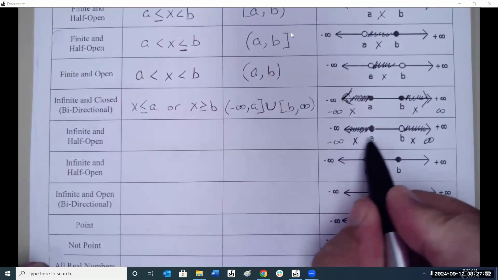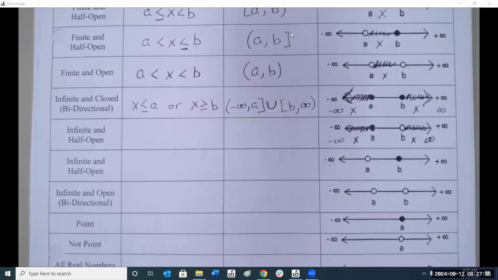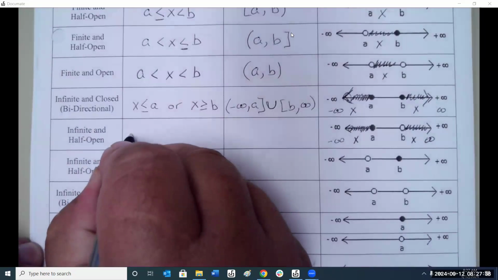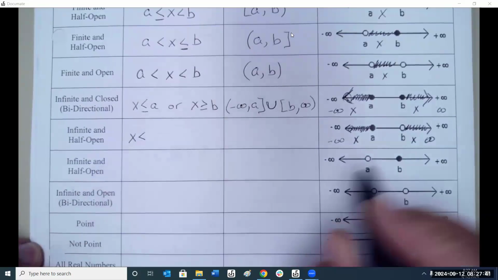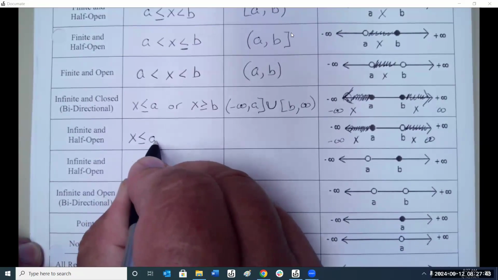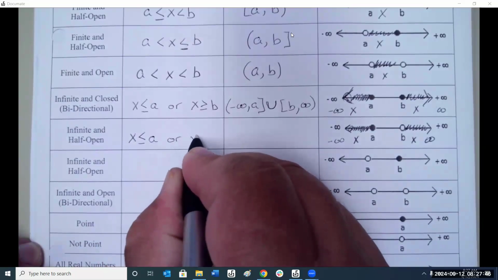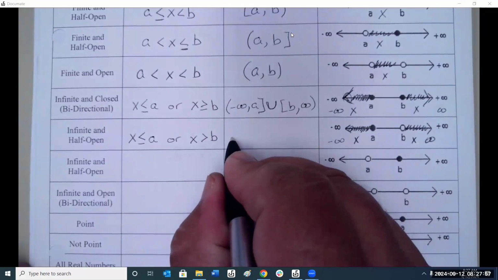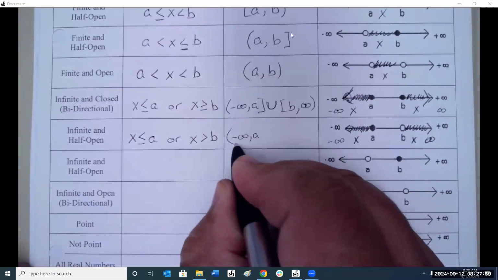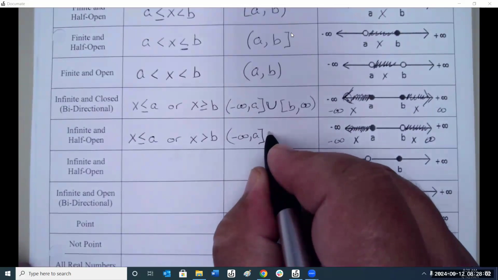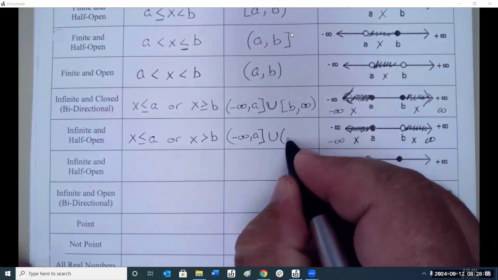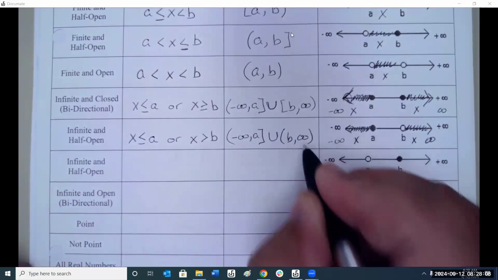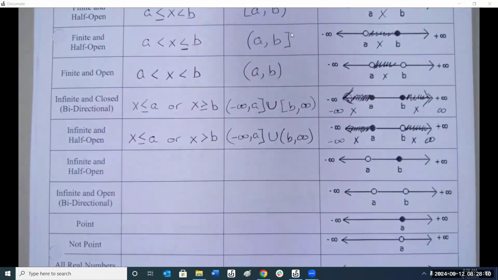The next one, we have opposite directions, so we have two sets of answers. x is less than or equal to a, or x is strictly greater than b. We go from negative infinity to a, parenthesis, bracket, union, parenthesis b, because it's an open circle, and infinity is always open.